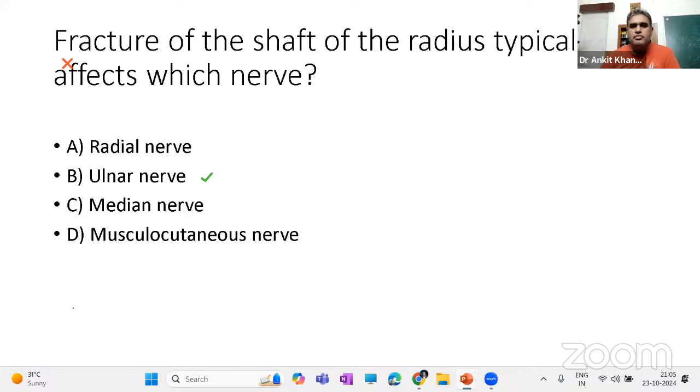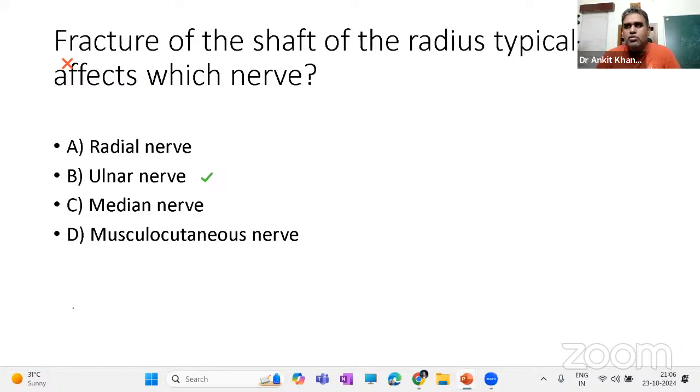Let's see one more question. Fracture of the shaft of the radius typically affects which nerve? That will be difficult right now, but yeah, let us try. The options are radial nerve, ulnar nerve, median nerve, or musculocutaneous nerve. So if there is a fracture of the shaft of the radius, let us see the options. Radial nerve. See guys, the radial nerve we normally see in the arm only. Then the radial nerve divides into the posterior interosseous nerve and the superficial branch of the radial nerve. So nothing directly related to the bone.